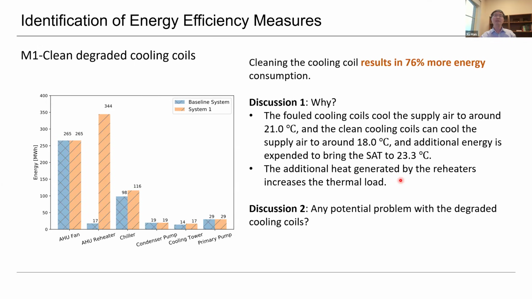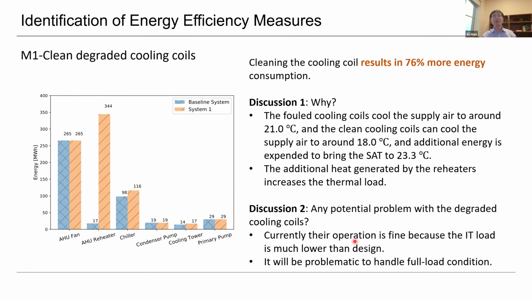But any potential problem? Their data center was actually operated pretty well, even with about 50% degradation of the cooling coil. Their operation was fine, mainly because their IT load is much lower than the design. So they never reach the nominal designed peak load. So that should be fine even with a degraded cooling coil. Degraded cooling coil means their capacity is much lower than design, so it would be problematic to handle the full load condition, which probably never happens to them.